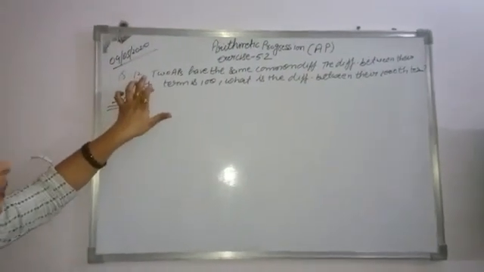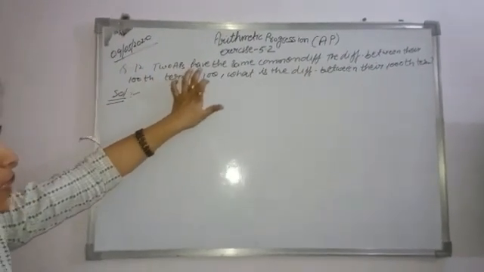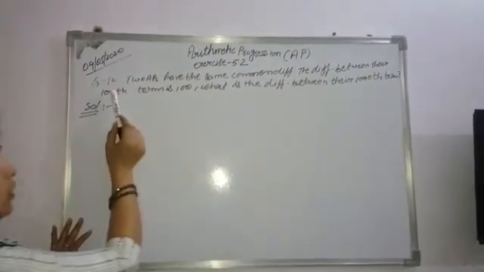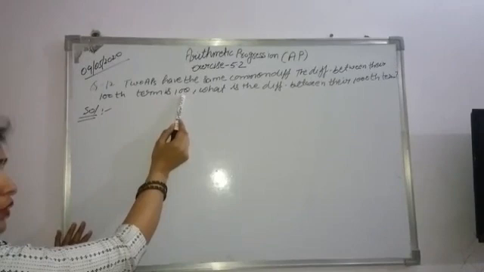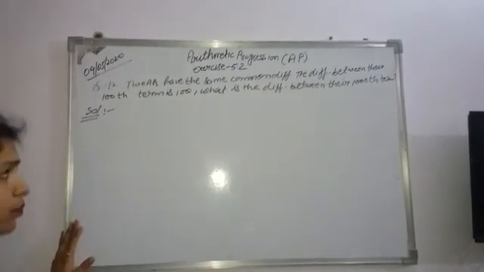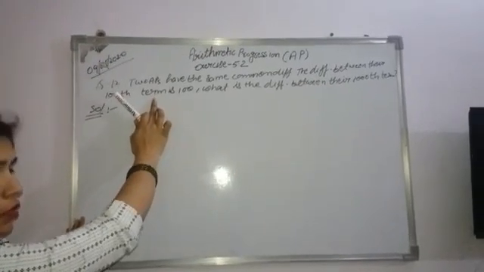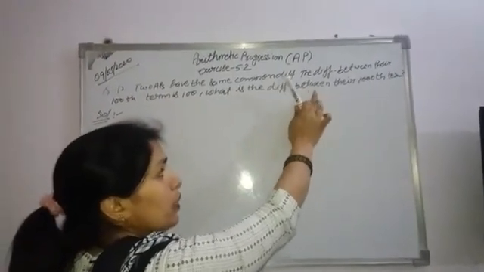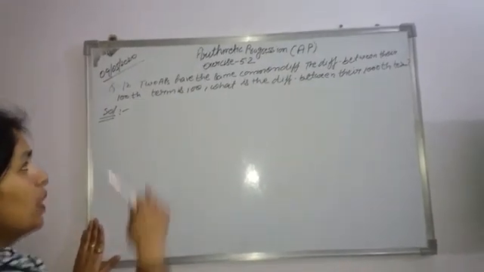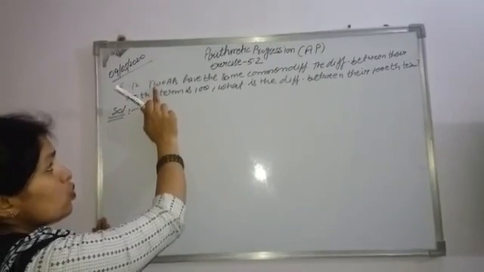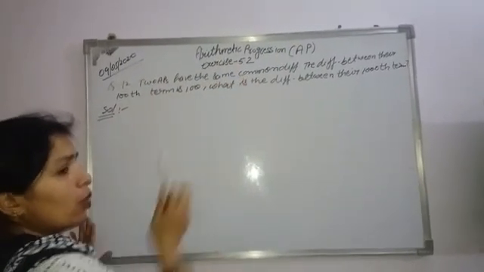Next is question number 12. Two APs have the same common difference. The difference between their 100th terms is 100. What is the difference between their 1000th terms? The 100th term relation is given to us. With the help of this relation, we want to find the relation between their 1000th terms. And one more condition is given to us: two APs have the same common difference.